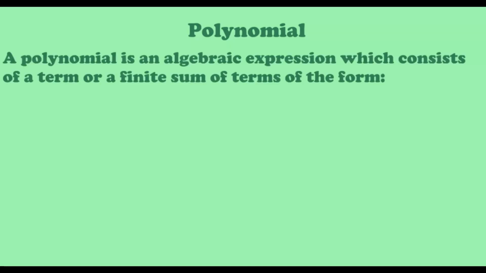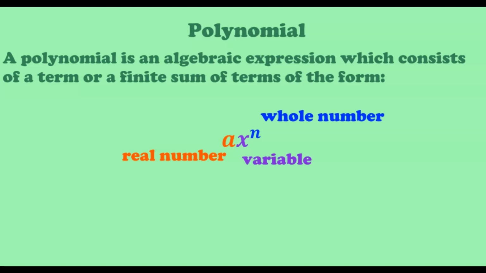Next, let us consider what we mean by a polynomial. Now, a polynomial is an algebraic expression which consists of a term or a finite sum of terms of the form a times x to the power of n. Here, a is any real number, x is a variable, and n is a whole number. We call this real number a the coefficient of x to the power of n, and we call the whole number n the degree of the term.